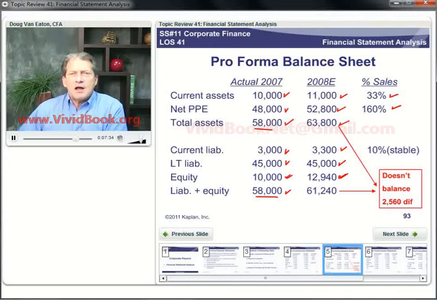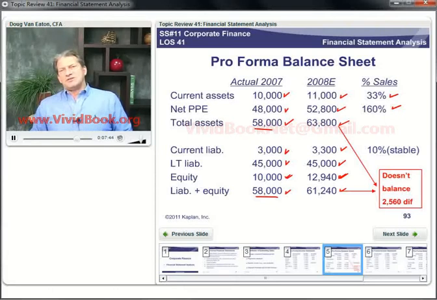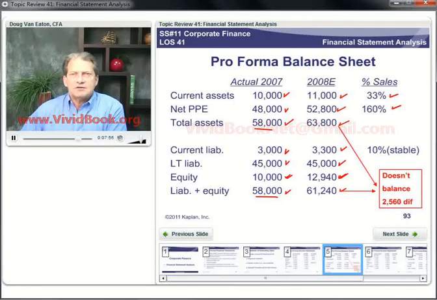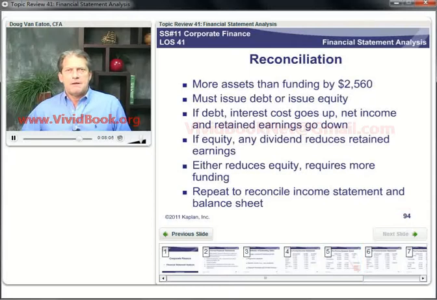We add all that up, but we find out that our liabilities and equity is smaller than the assets. What's going on? Well, we're going to need to raise some money to fund this growth. We haven't got enough in our liabilities and our equity in order to fund $63,800 of assets. So now we've got to do something about that. And we refer to this as reconciling the balance sheet and the income statement. So we've got more assets than funding by $2,560.